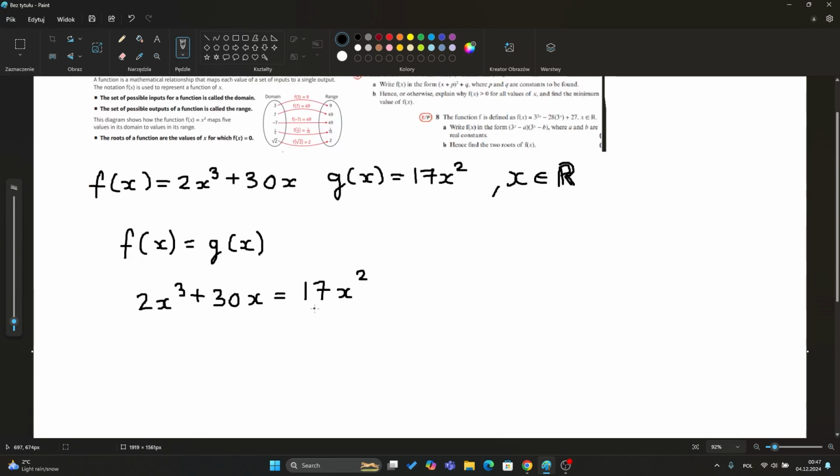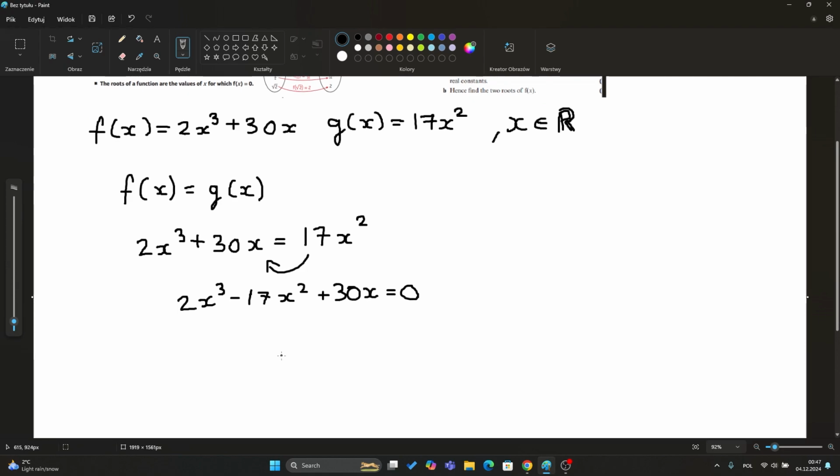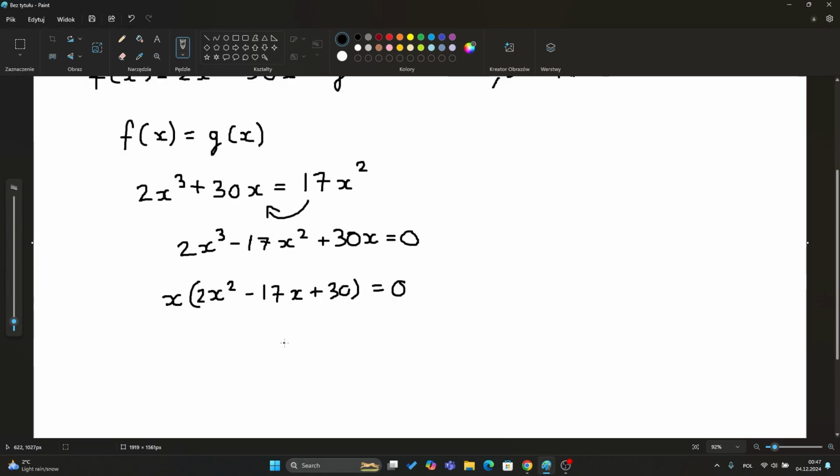Now to solve the following we need to keep all the values on the left or right hand side. I'm going to go with the left hand side. First of all, we always look for the common factors, and here it will be x. And now we have to solve the following in the brackets. So here I will use factorization.